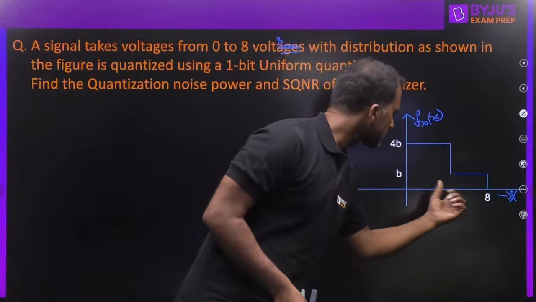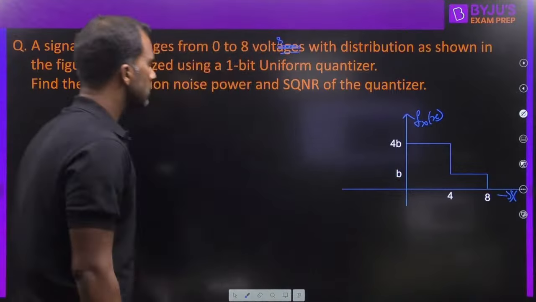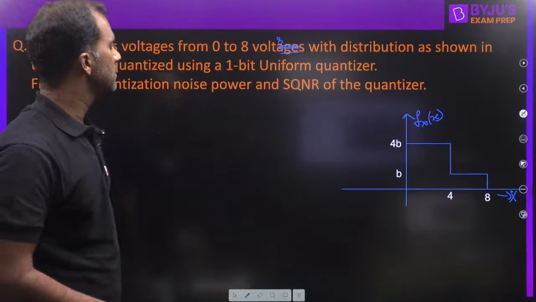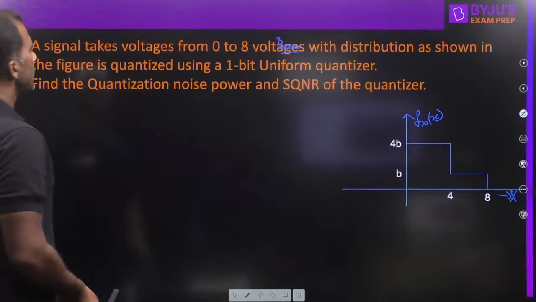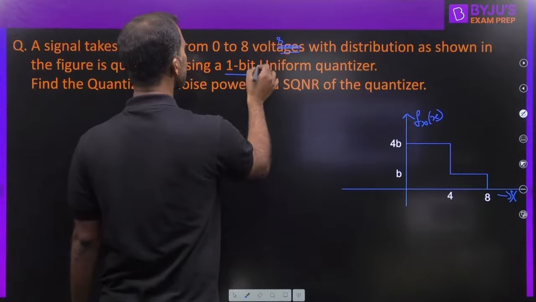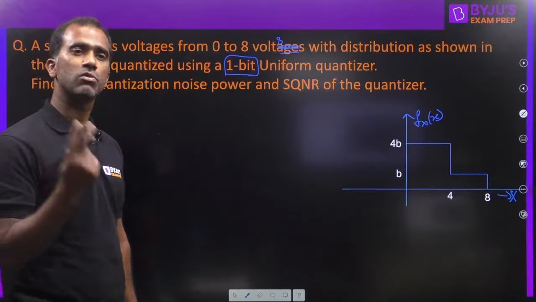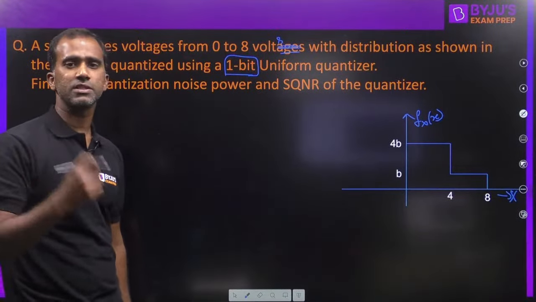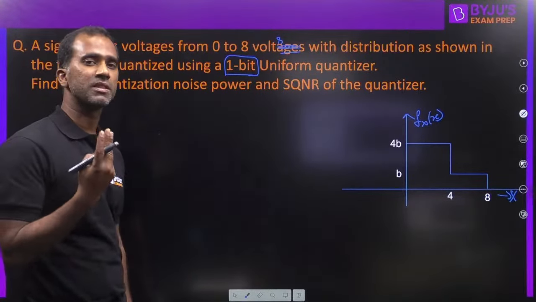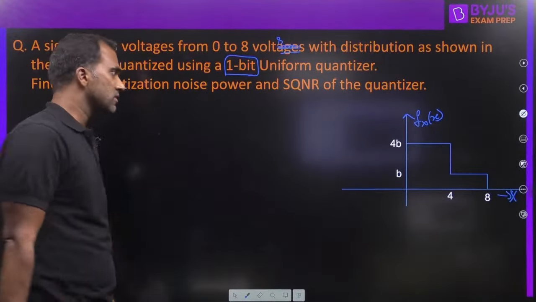This graph also shows that it is taking voltages from 0 to 8 with these probabilities. So here they have given the information as b, so we have to find b as well to know the height. Okay, and as shown in the figure it is quantized using a 1-bit uniform quantizer. 1 bit means it's a 2-level quantizer. Only 2 quantization levels are there. If 2 quantization levels are there, only 2 quantization regions should be there. 2 quantization regions means there should be 3 boundaries.